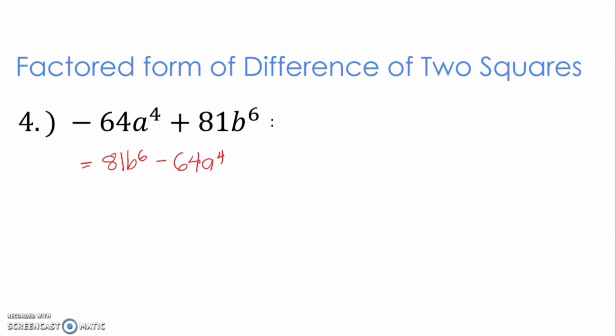Then after that, we will go back to the usual process in factoring difference of two squares. So first step is to write two quantities. Get the square root of the first term. So square root of 81b raised to 6. So the answer is 9b cubed. So place the result on the left side of each quantity.